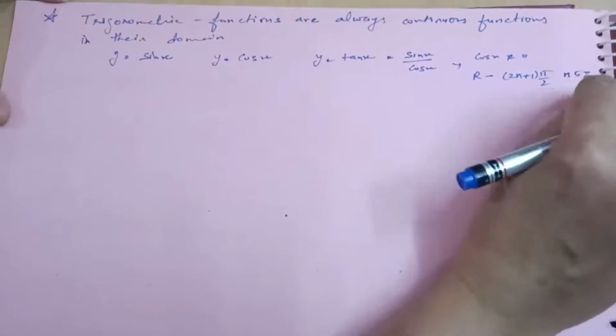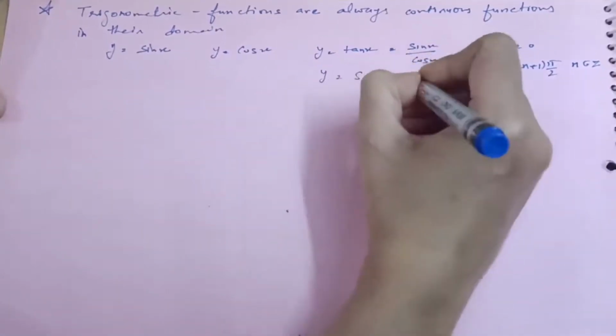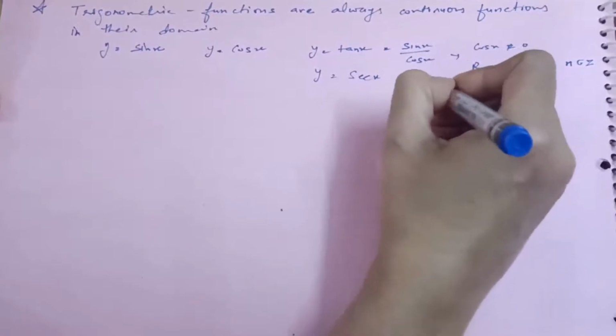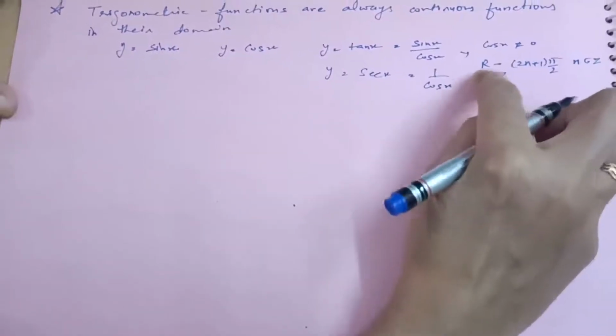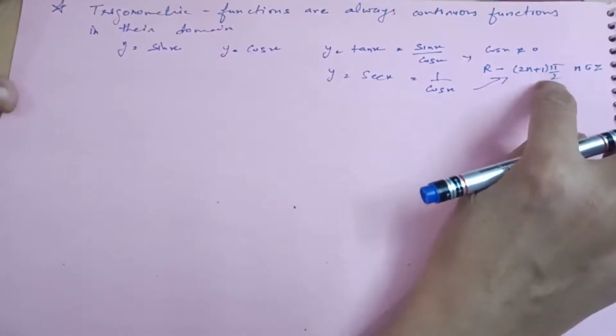Okay, set of integers. Similarly you can say y equals sec x. Sec x also has the same condition, 1 over cos x. Here the domain will be R minus (2n plus 1) pi by 2, because cos x should not be equal to 0.